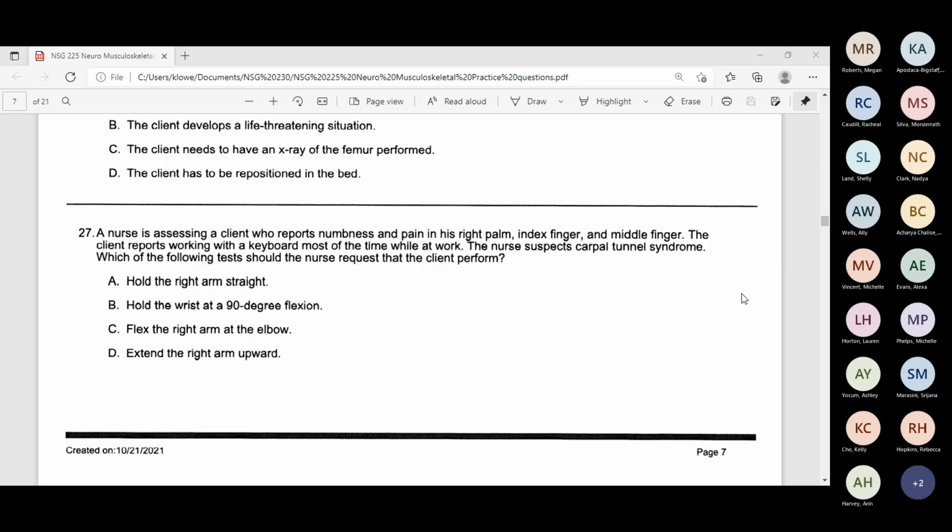A nurse is assessing a client who reports numbness and pain in the right palm, index finger, and middle finger. The client reports working with a keyboard most of the time. The nurse suspects carpal tunnel syndrome. Which of the following tests should the nurse request that the client perform? Would it be B? Why would it be B? I'm just thinking if they have carpal tunnel, they're not going to have full range of motion.